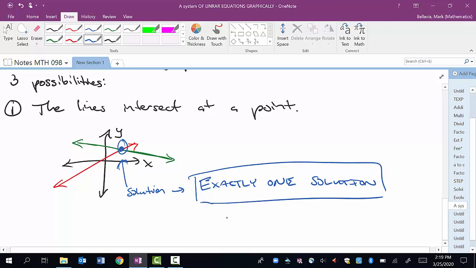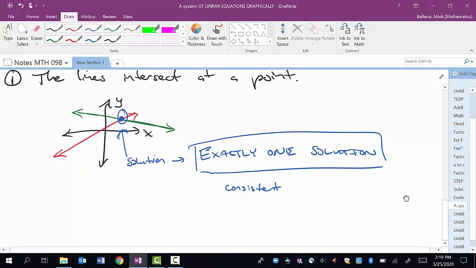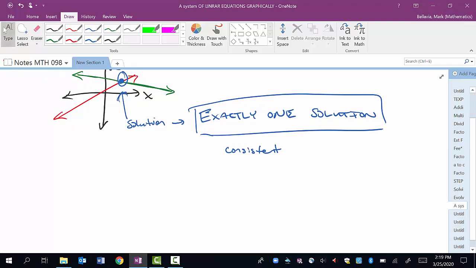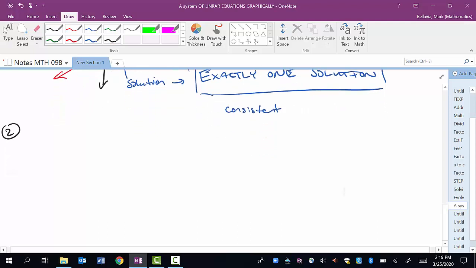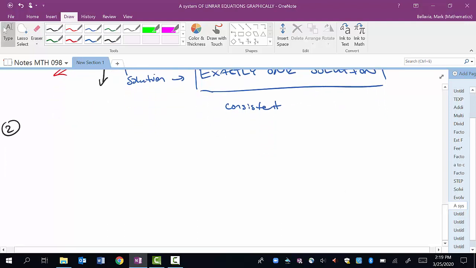You might hear this being called a consistent graph or a consistent solution. It's okay to know that information. Really, the key thing here, though, is I want to make sure you know it's exactly one solution. Alright, so the lines could cross at one single point. So that's the 2 graphs cross at a point.